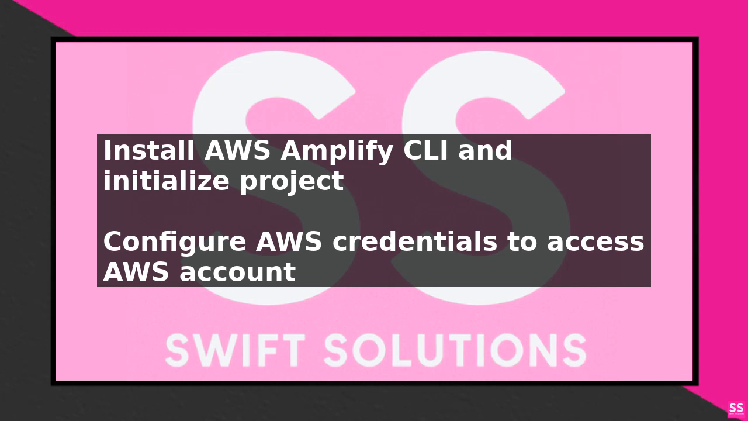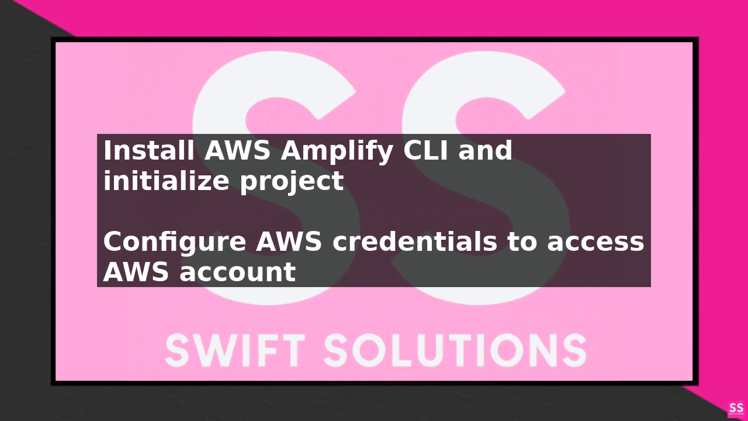First, install the AWS Amplify CLI by running a command in your terminal. Once installed, initialize a new Amplify project in your application directory. This sets up the necessary configuration files for your project.